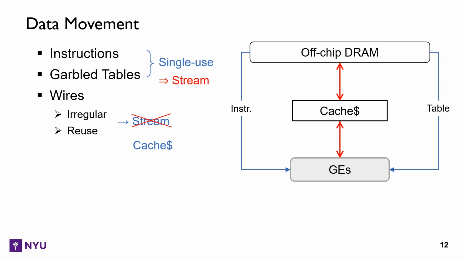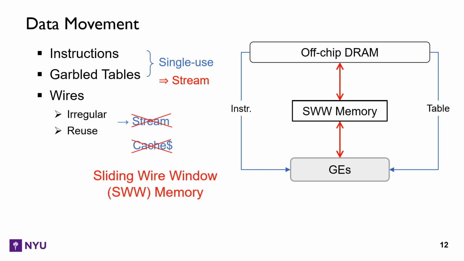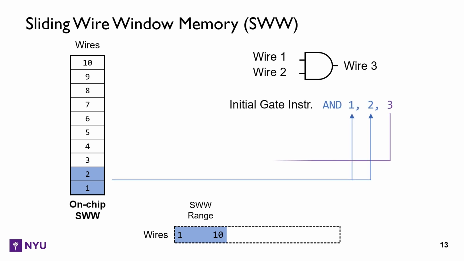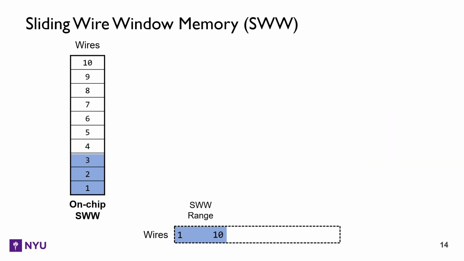But a cache has expensive tags and associated lookup. We realize garbled circuits are data oblivious, and design a smart sliding wire window memory. It has the benefit of a cache, but at the cost of a scratchpad. In each gate, we use the wire ID as the address of the wire and store them in the memory. Our idea is to keep the sliding window capturing a range of global wires and move the range according to the program advance. Here, our on-chip memory can store the range from wire 1 to 10.